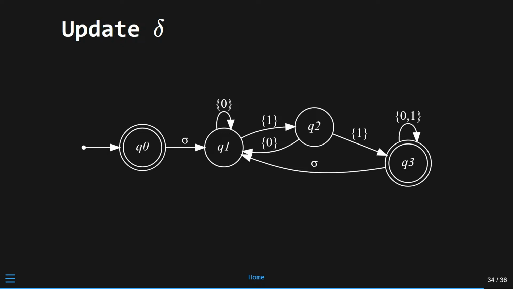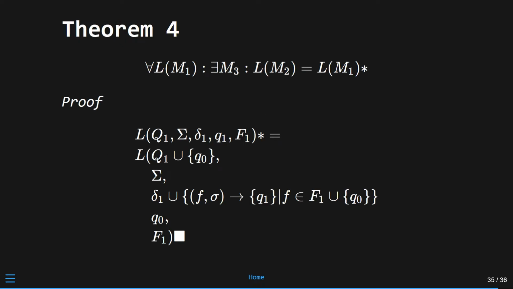All right. This is theorem 4. We have one type of graphical error here. Those are the same. Those should both be empty. Theorem 4: every language that is accepted or recognized by an NFA, or in fact any finite automata, there exists another finite automata that recognizes the star of that language. That language repeated any number of times, including 0.